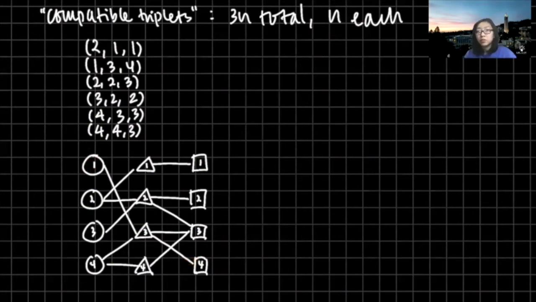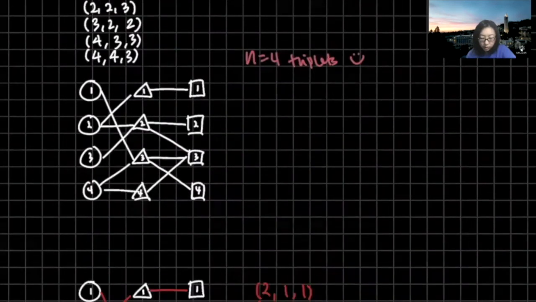And feel free to pause the video right now to work on finding a perfect set of triplets. Try to assign these edges, or choose edges or vertices, whichever works for you, and try to figure out if you can come up with exactly n, so n equals 4 in this case, triplets, such that everyone is happy and we have a 3-dimensional matching. Perfect. Okay, well, feel free to pause the video, but I'm just going to show the answer.